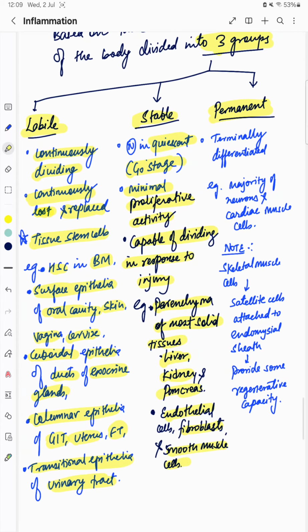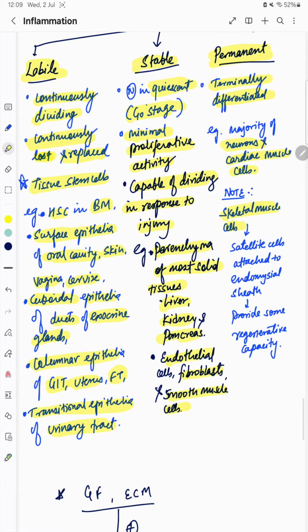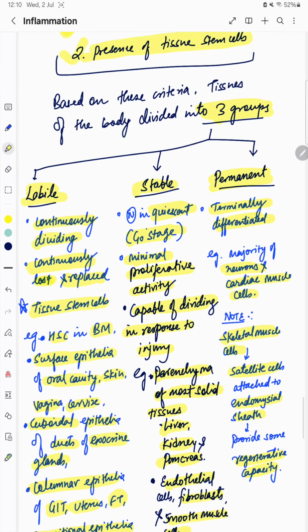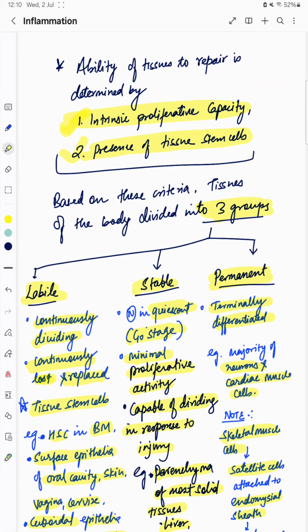Now the third group is permanent tissue. They are usually terminally differentiated and do not have the capacity or ability to divide further. Examples of permanent tissue are the majority of neurons, cardiac muscle cells, and skeletal muscle cells. Although satellite cells attached to the endomysial sheath in skeletal muscle provide some regenerative capacity to the skeletal muscle. So these are the three main tissue types in the body: labile, stable, and permanent, on the basis of their ability to repair.